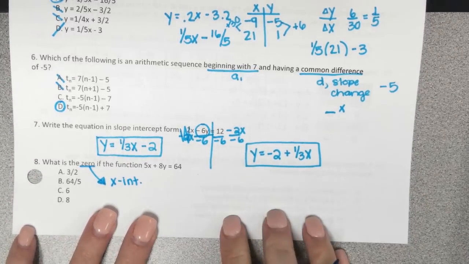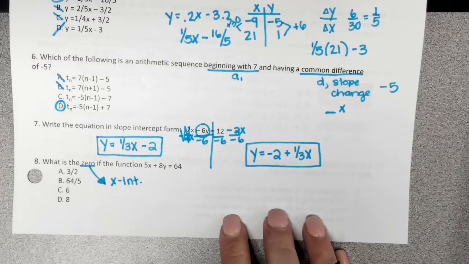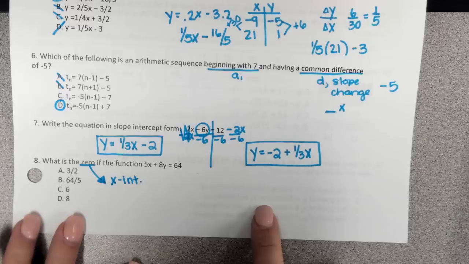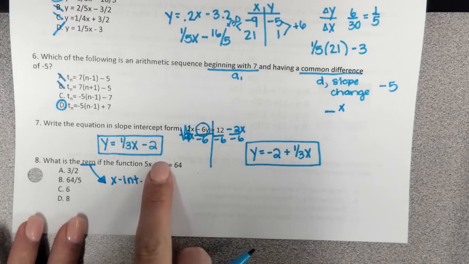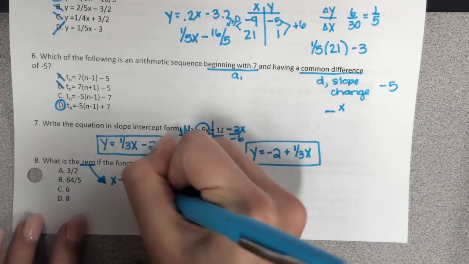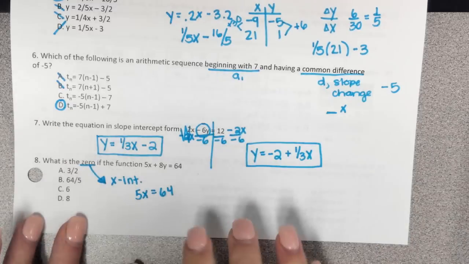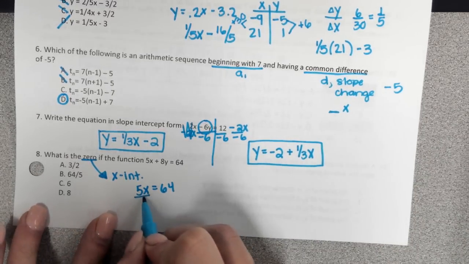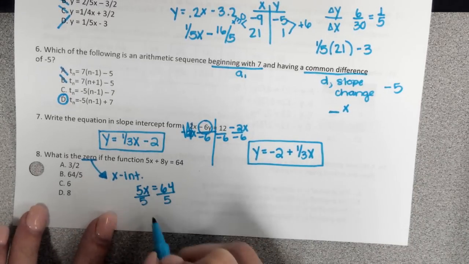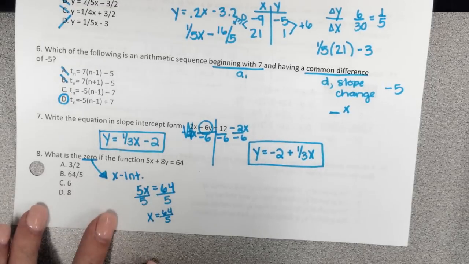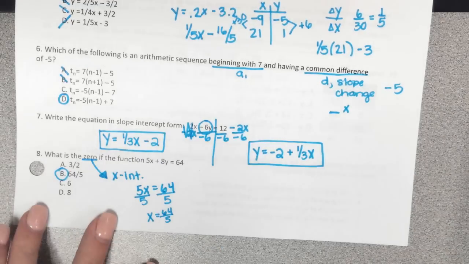So x-intercept, all right? This is where we can use that cover-up method. To find the x-intercept, we're covering up the y. If we cover up the y, we're left with 5x equals 64. Almost done. To get that x by itself, you divide by 5. So x equals 64 divided by 5. Okay, that's an answer right there.